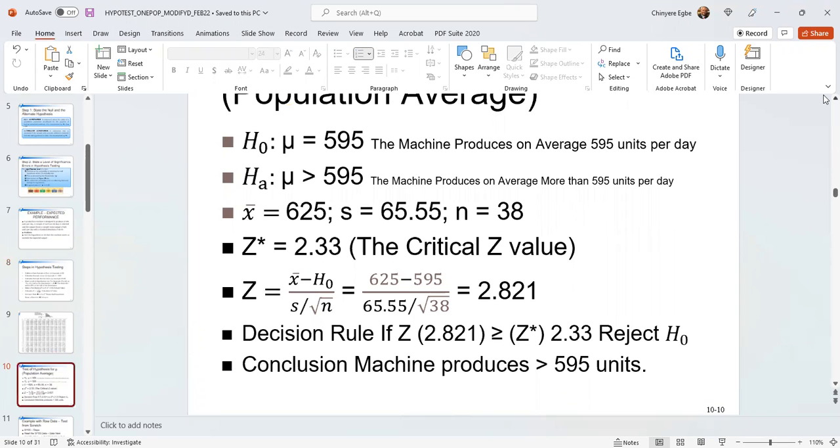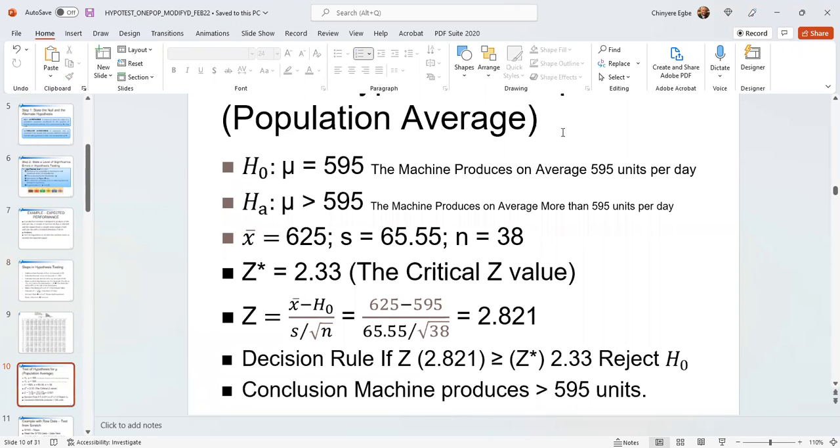And so your hypothesis, which is the null hypothesis, is that the average is 595. That is your null hypothesis. Okay, do you recollect that? So that's the null hypothesis. You are making a claim that the machine produces 595 on the average, okay?